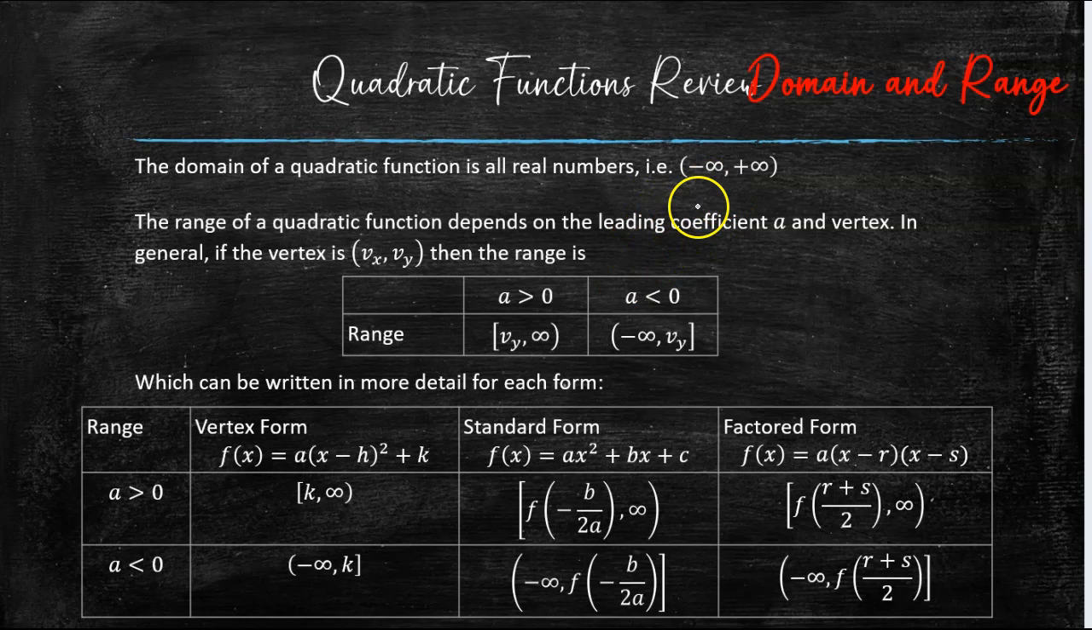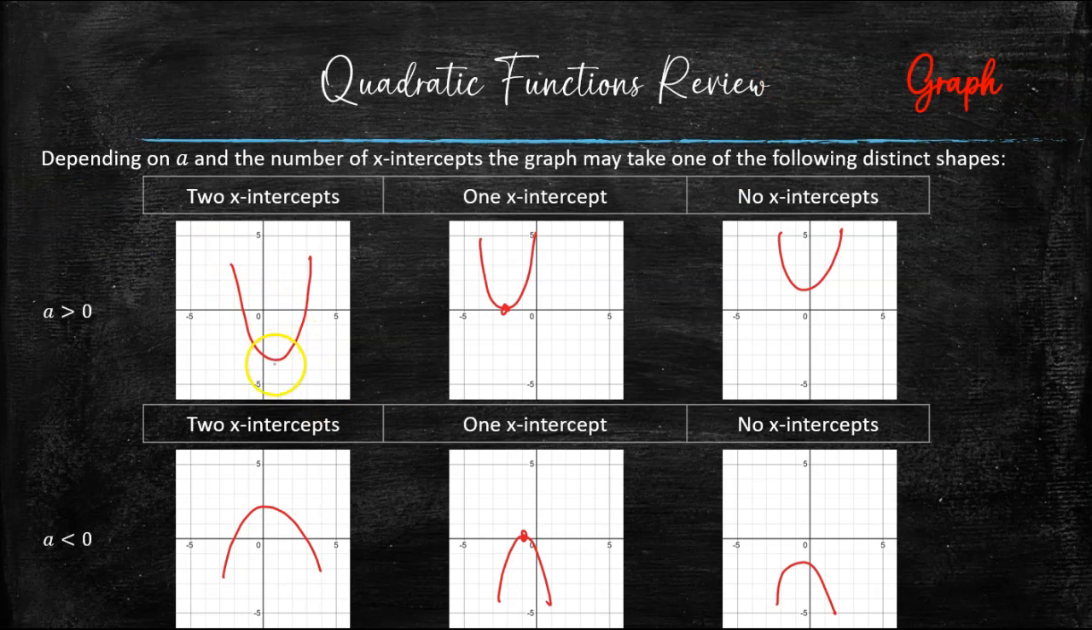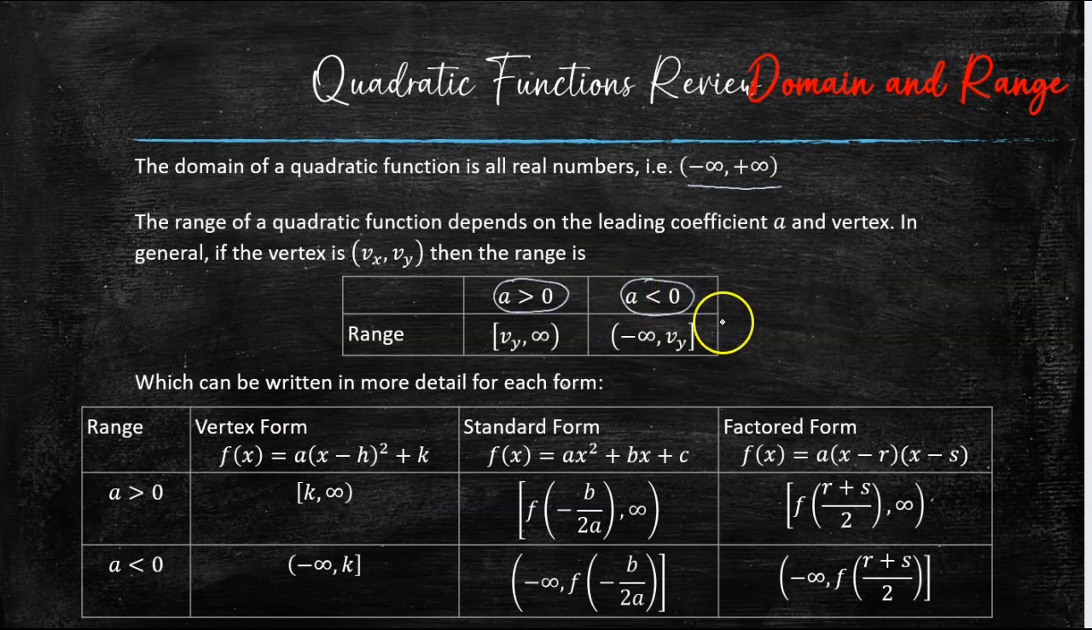So that's why the domain is all real numbers. Now, the range of the quadratic function depends on, again, the combination of two things: whether the leading coefficient is positive or negative, and where the vertex is. So in general, if the leading coefficient is positive, that is, the parabola opens up, the range is from the y-coordinate of the vertex going all the way up. And when the coefficient is negative, the range starts at negative infinity and goes all the way up to the y-coordinate of the vertex, as it is shown in this table.